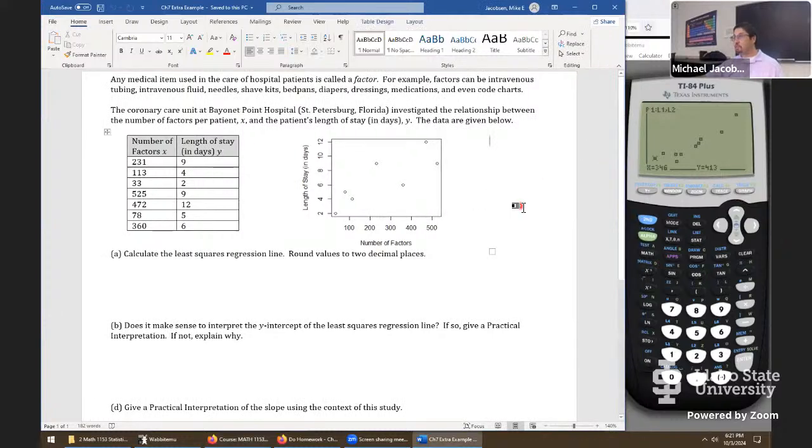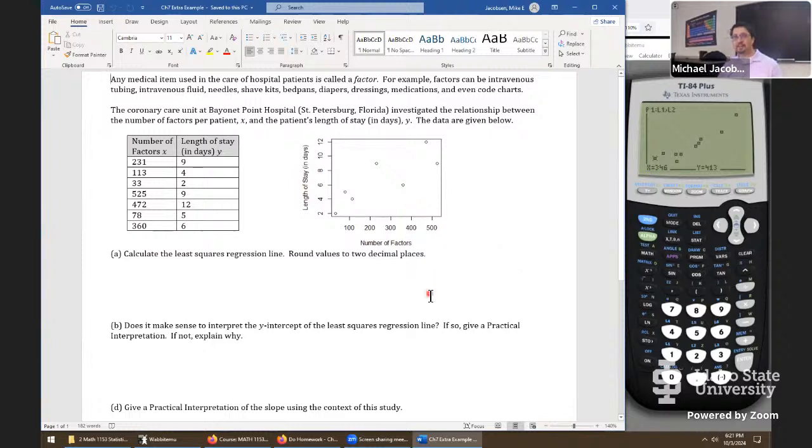Slightly different situation though. Here's how it goes. We have data: number of factors, and length of stay in days, y. Notice on this problem, I just called the first variable x and the second column y. That means this is definitely the explanatory variable, and that one is definitely the response.